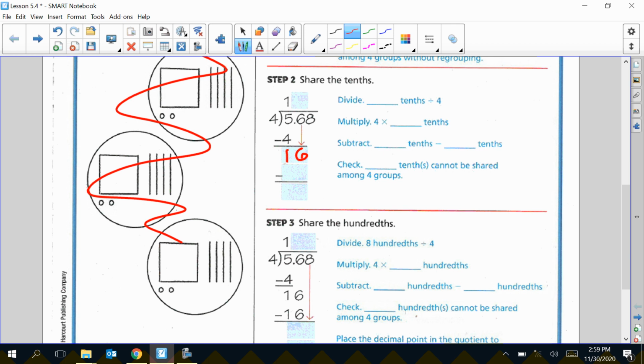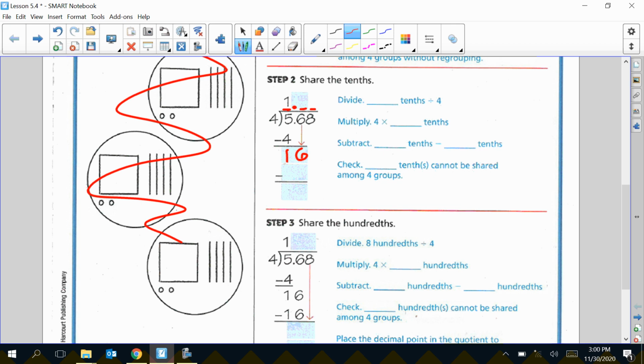Now, the key to division with decimals is where the decimal point goes. It's very important that you keep each of your numbers in the correct spot when you divide, because the decimal point is going to move straight up into the quotient. So from the dividend, it's going to move straight up into the quotient. So we're going to have an answer of 1 point something else.